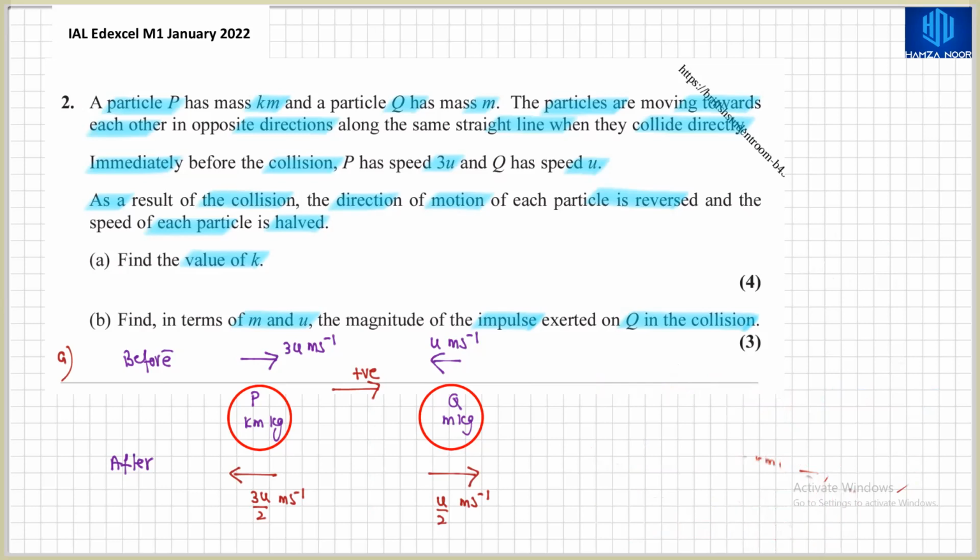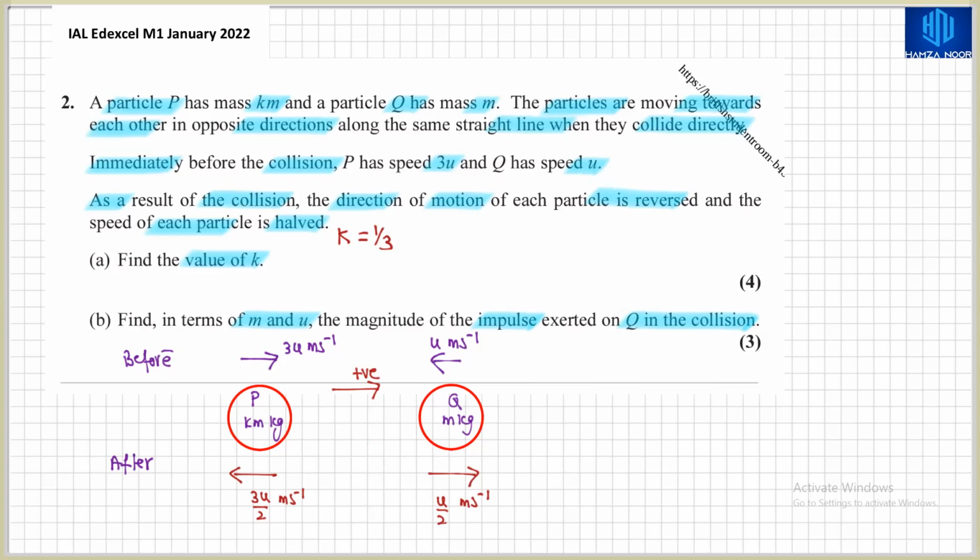And in part A, we actually found k is equal to 1 over 3. So I'm just going to write the answer over here for part A. k is equal to 1 over 3. And then we are going to solve part B. In part B, we need to find the magnitude of the impulse exerted on Q in the collision.